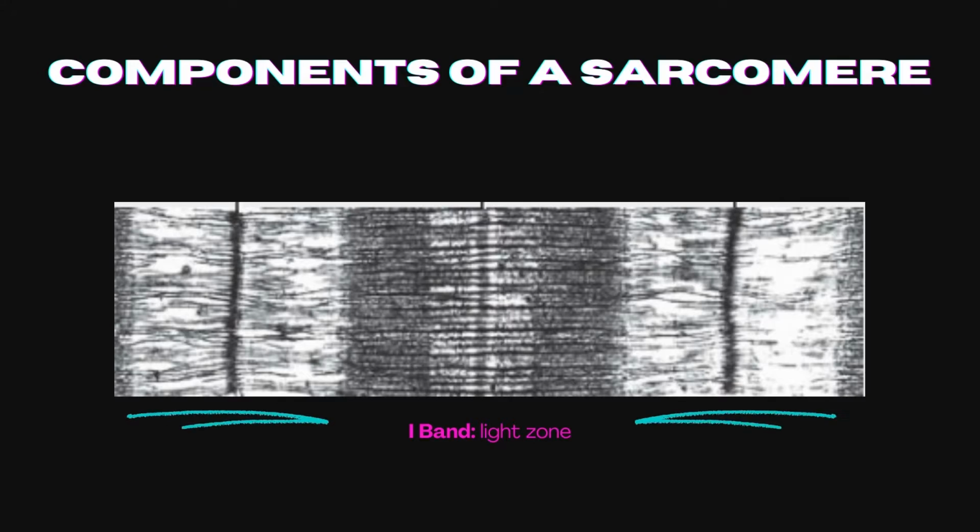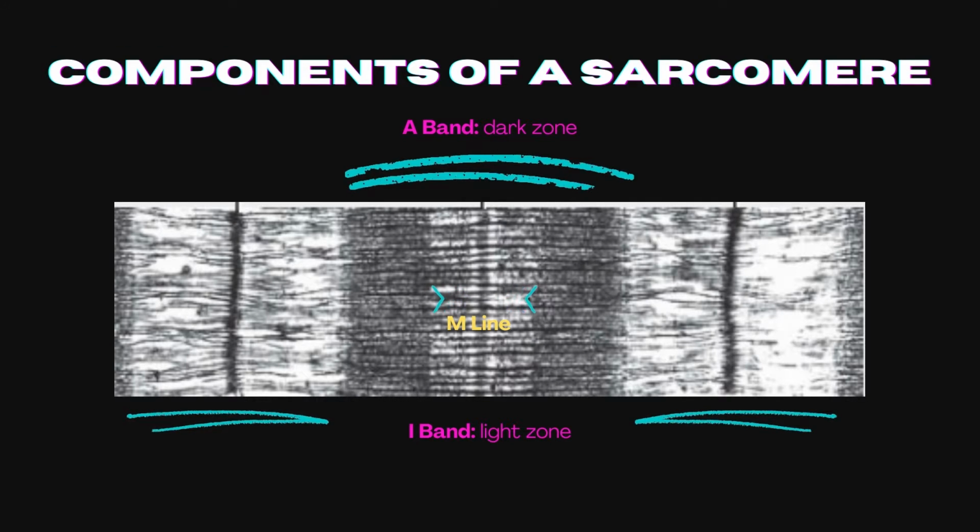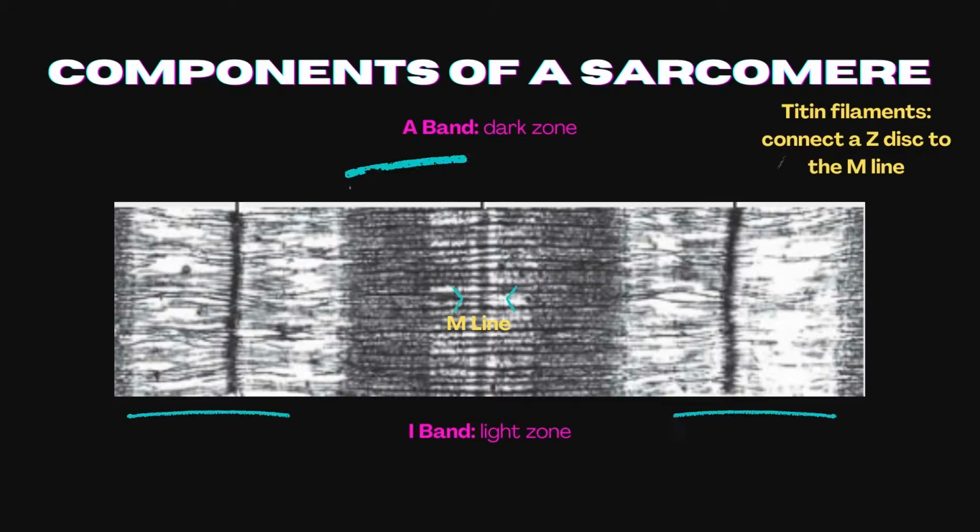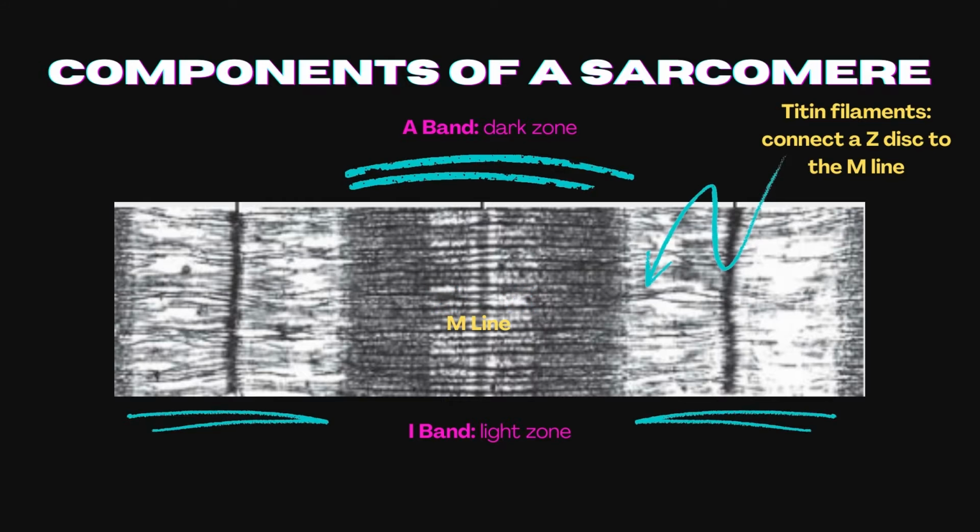There is an I band, which is also known as the light zone, and this contains thin filaments so light can get through. There's also an A band, which is also known as the dark zone, where the light doesn't travel through very well, hence the dark appearance. In addition, there is an M line, found right in the center, which wraps myosin filaments to keep them bundled together. Sounds pretty cozy, right? Finally, there is titin. Drumroll, please. Titin is one of the biggest proteins in the body, and it spans from one end of the sarcomere to the other end.